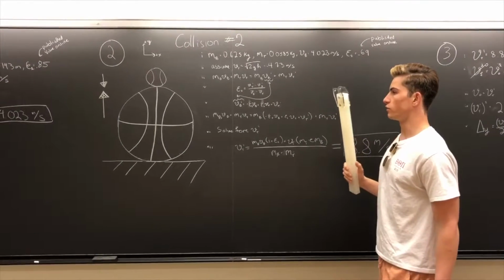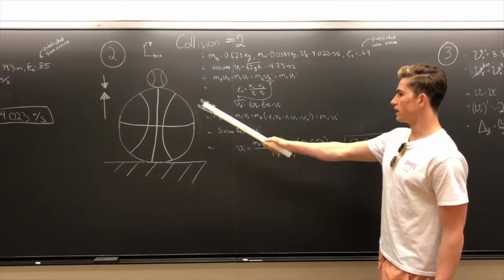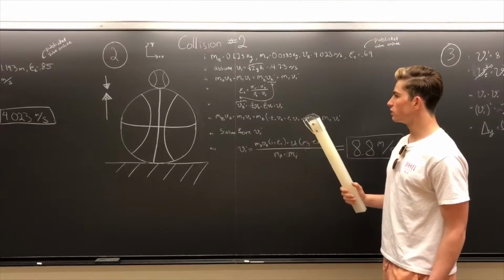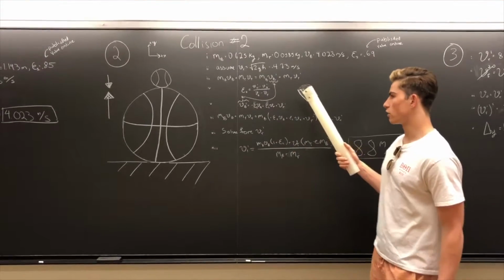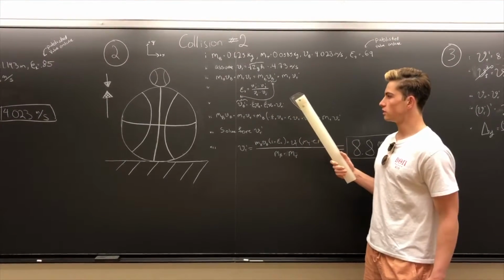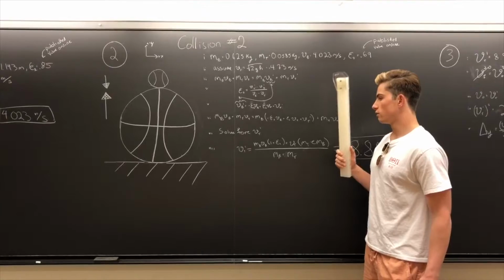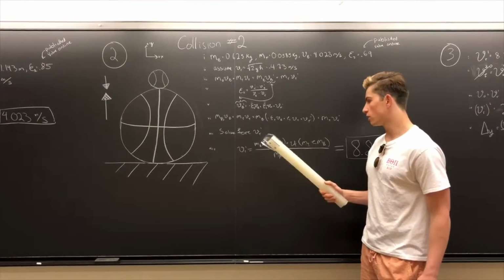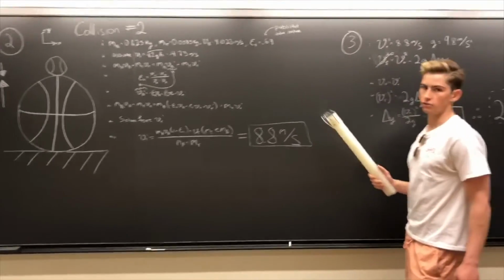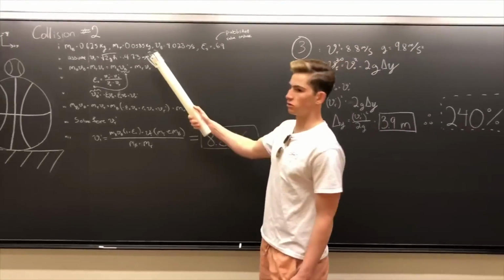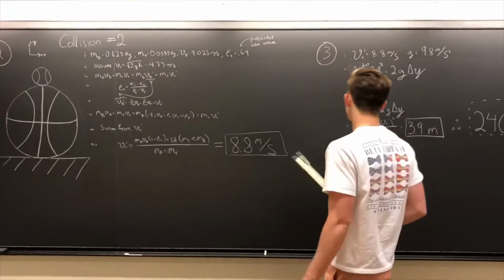and we can solve for the initial velocity of the tennis ball right before the collision, and then use conservation of momentum and our coefficient of restitution equation to solve for the final velocity of the tennis ball, which is 8.8 meters per second, which is twice as much as its initial velocity right before the collision.